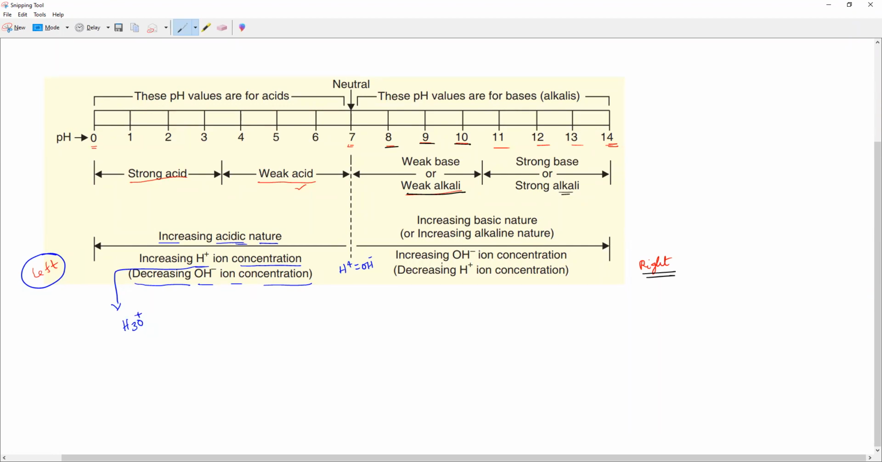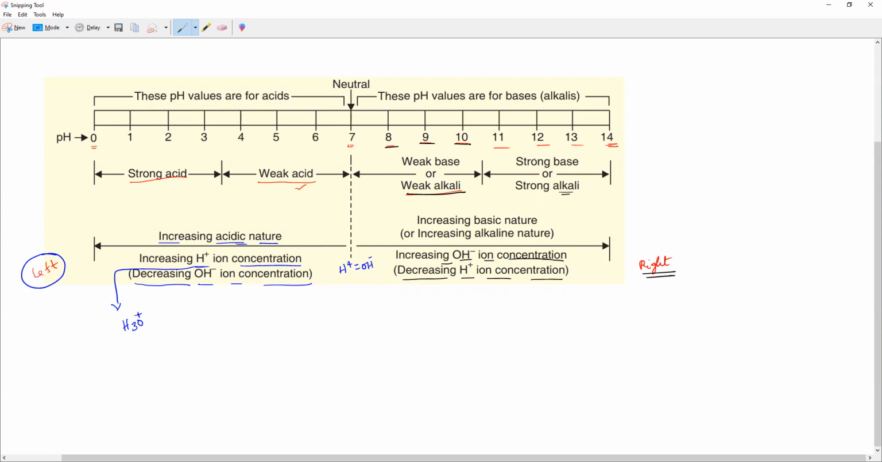So what is increasing? The OH minus ion concentration is increasing. And what is decreasing? The H plus ion concentration is decreasing. So that is the pH scale. Everything you have to remember.